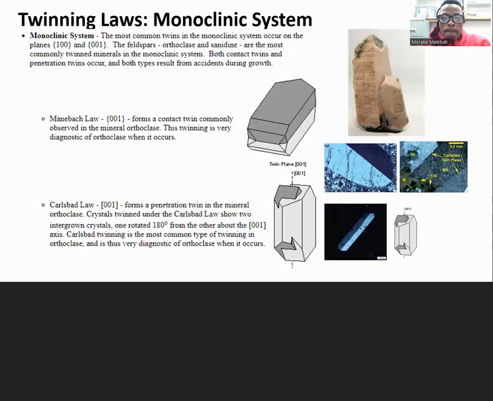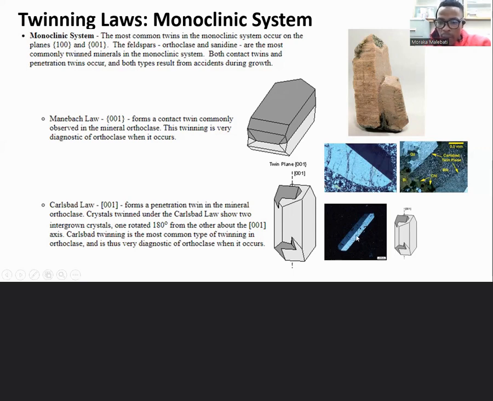Now, the other ones in the monoclinic system, we have Manebach law and Carlsbad law. Like I've already indicated, if you want to identify the orthoclases, you just need the Carlsbad twinning. In Carlsbad twinning, you want to see two different compositions. If you check here, you've got this one and that one, and now you've got this plane, which you call the Carlsbad twin plane.